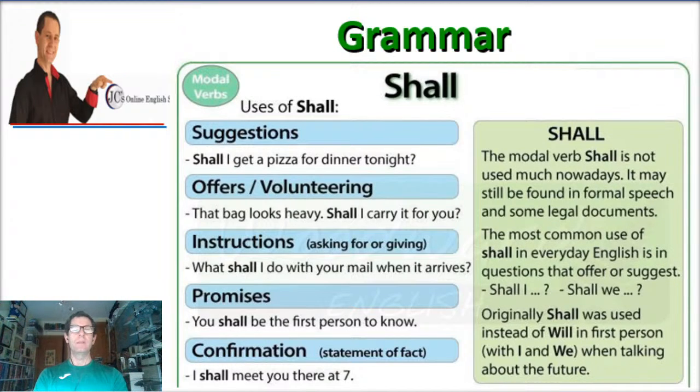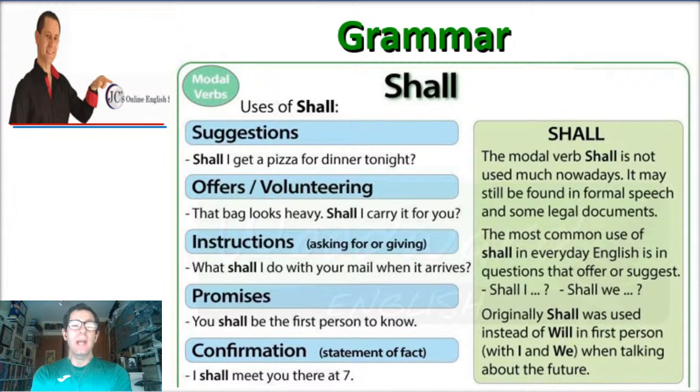So once again, the uses of shall are suggestions, offers or volunteering, instructions, promises, and confirmation. However, if you take a look at the right-hand column, you can read with me that the modal verb shall is not used much nowadays. And it is true. You don't hear it very often. It may still be found in formal speech and some legal documents, and the most common use of shall in everyday English is in questions that offer or suggest.